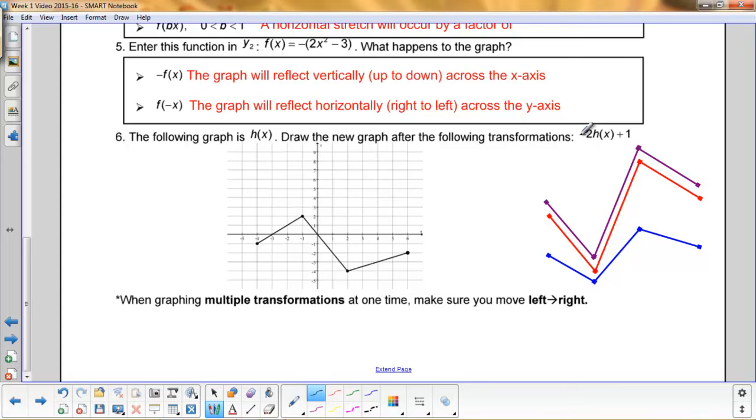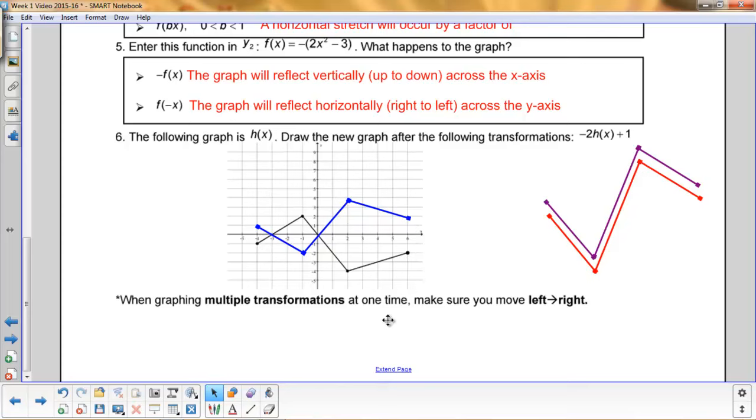All right, the negative on the outside means I've got a reflection from up to down. The 2 means I've got a vertical stretch, and the +1 means it moves up 1. So I took the liberty of creating each of these transformations so that we can move through them pretty quickly. All right? So moving from left to right, I'm going to begin with my first transformation. Notice that what was down is now up, and what's up is down. And then I connect those dots together to give me my first transformation of negative.